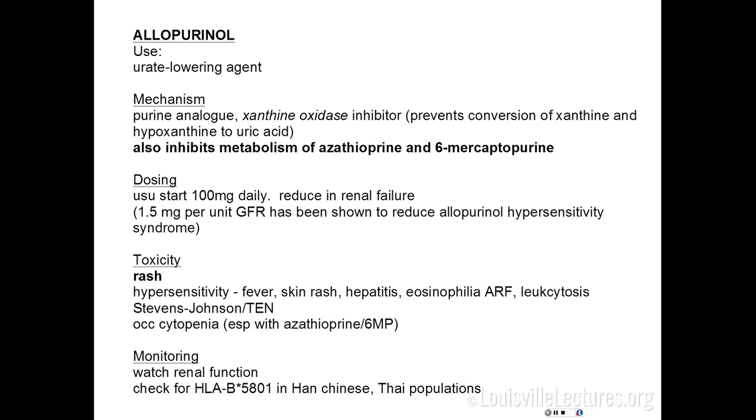I don't know how many Han Chinese you're going to treat, but in Southeastern Asian populations, they have this HLA association that makes them much more prone to get this. And so it's standard of care now in these folks that there's a test you can check. You can check this HLA subtype. You check this first to make sure they don't have it before you start them on allopurinol. It's common enough where it's easy to do, and it is standard of care now.